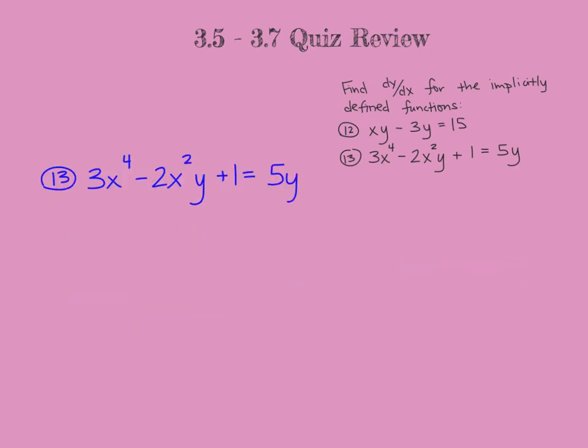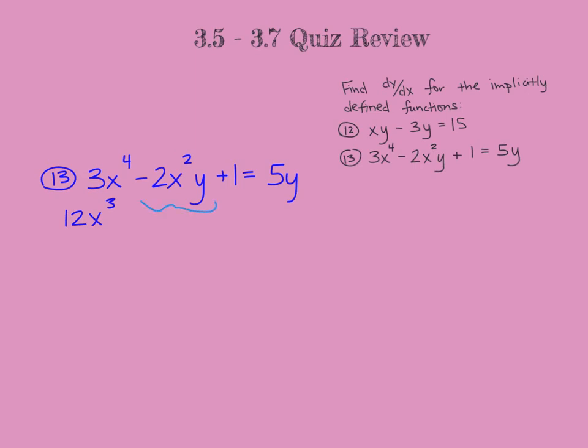This equation is also implicitly defined. It would be very difficult, but not impossible, to get it as y equals. So what we want to do is take the derivative of each term with respect to x. Our first term, using the power rule, is pretty simple. Its derivative with respect to x would be 12x cubed. Then our second term is actually a product.